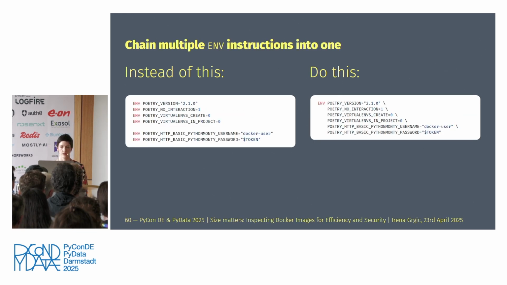Next, this is a nice thing to have: chaining multiple ENV instructions into one. The ENV instruction does not generate a layer per se. It generates an intermediate layer, but this is for readability purposes, and it's just a general best practice to chain them into one instruction.